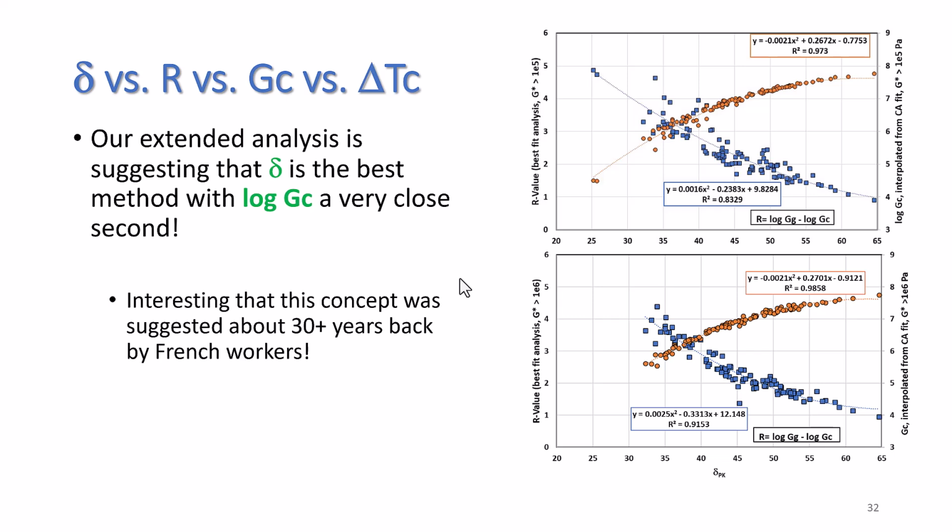And it's interesting that the phase angle concept, either at 27 or 45 degrees, and using this type of approach, was suggested by French workers sometime about 91, 92 time period. So this has already been suggested about 30 years back.